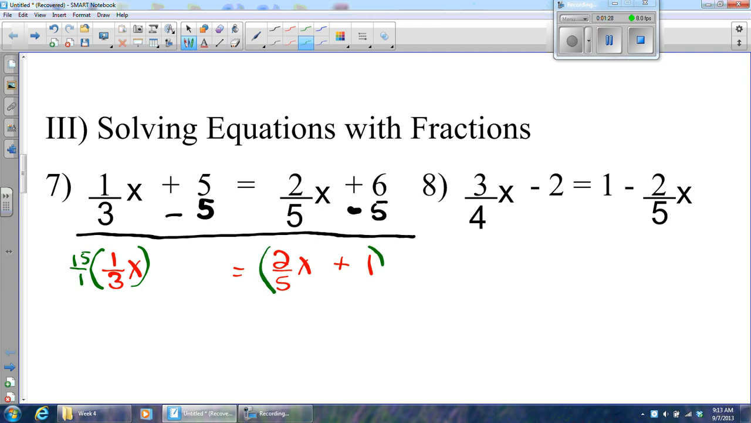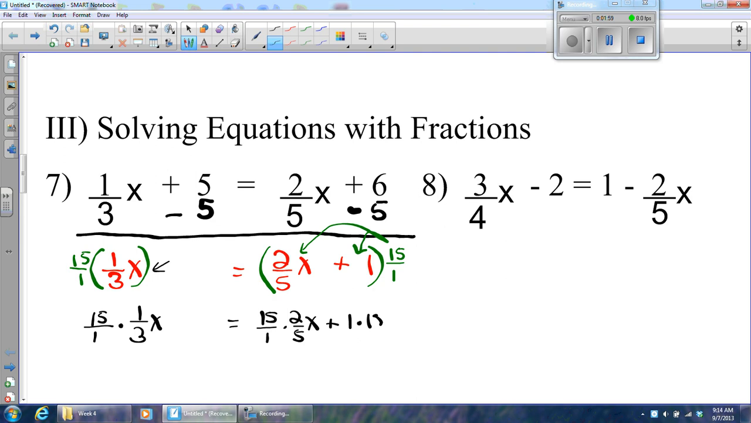And when I do it on the right hand side, I have to remember to distribute. And so I'm going to multiply the 2/5 x by 15 and the 1 by 15. I'm going to write it long ways here for a second, just so you can see where I'm at after I distribute. If you can go right from this step to the simplified answer, I don't mind, but not everybody can. So I'm going to show you 15 over 1 times 2/5 x plus 1 times 15. And I didn't write the 15 as a fraction because 1 wasn't a fraction.